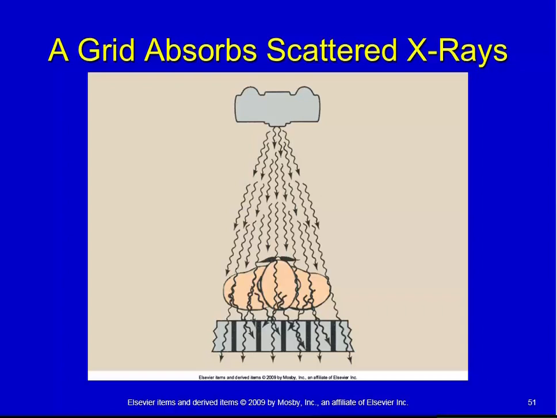So that brings us to the final thing that we're going to talk about this semester, and that is how to get rid of scatter radiation once it's created. Primarily, we're going to use grids, and this is a very simplistic view of grids. We don't have grids that look anything like the one that's demonstrated here, but it serves a good purpose in showing you how grids work.